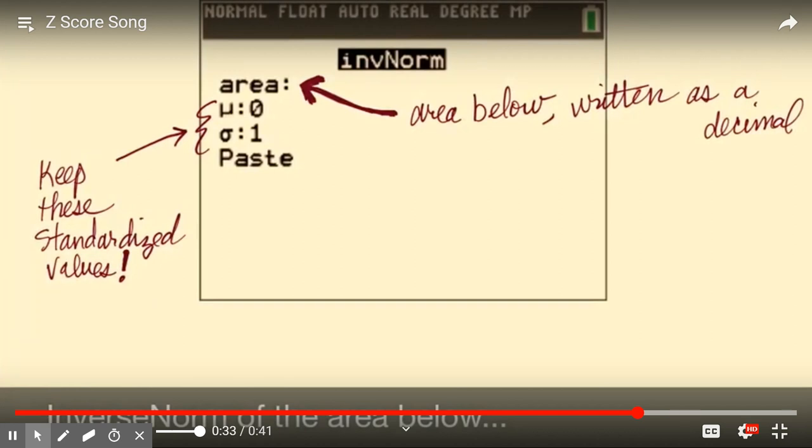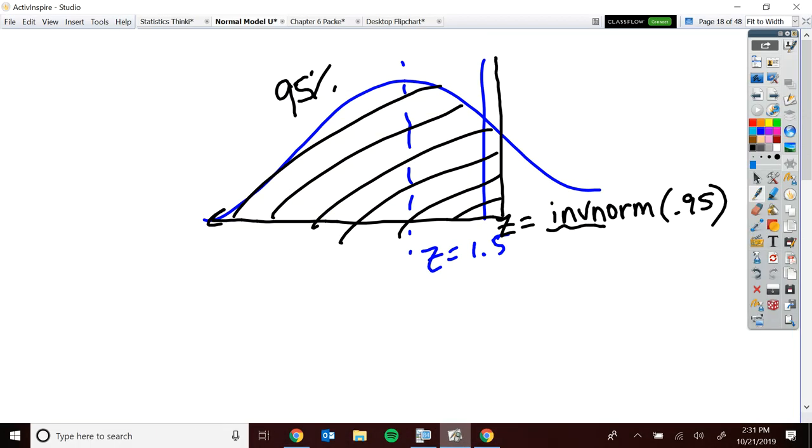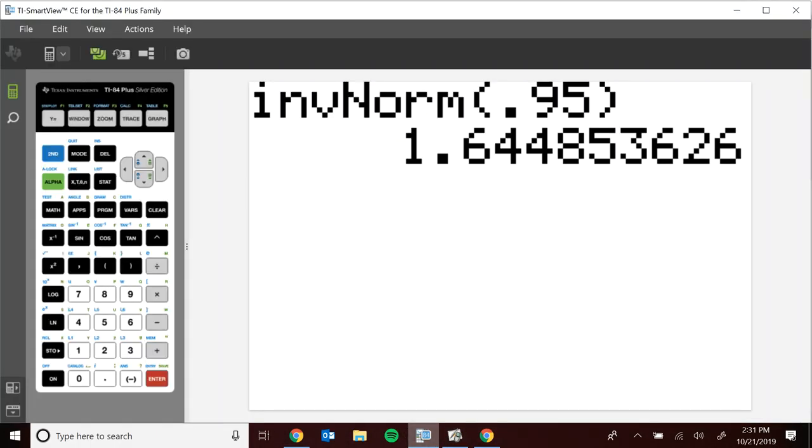Does anybody have the left, center, or right option? If your calculator has left, center, and right, you'll have some other features that might make it easier for you later. But for now, y'all stay left. Always do left because I'm doing inverse norm of the area below. That's the left side. So is the Z at that spot? When we come up with that inverse norm of the area below, it is 1.6449. Any issues on finding that there?